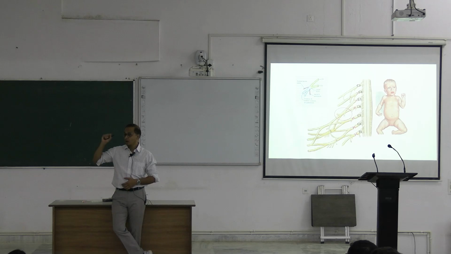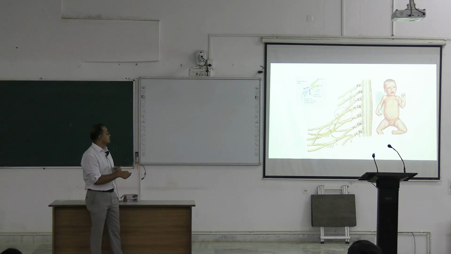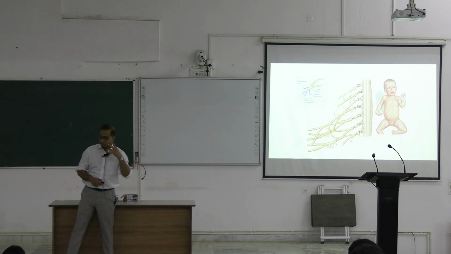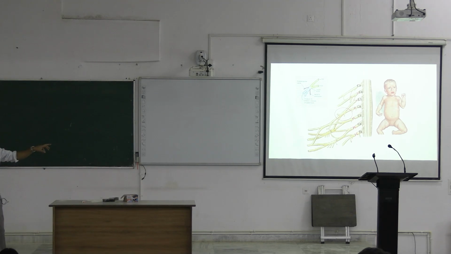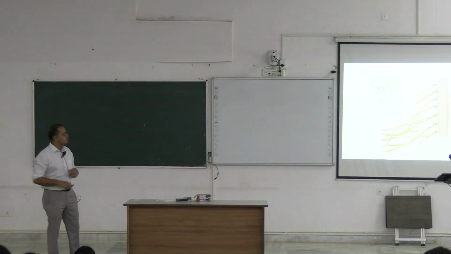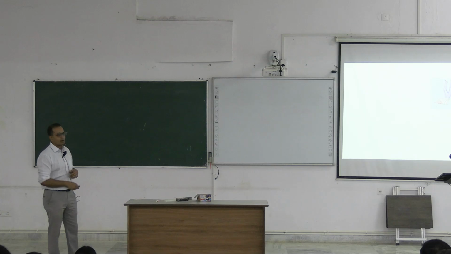This Erb-Duchenne paralysis, and next time Klumpke's paralysis, are brachial plexus injuries. That means they are injuries high up in location, right from the region where these nerves have exited, where the nerves may have been torn or ripped off. To understand this, we have to understand how this nerve injury occurs. The common problem of these injuries, we call Erb-Duchenne paralysis.